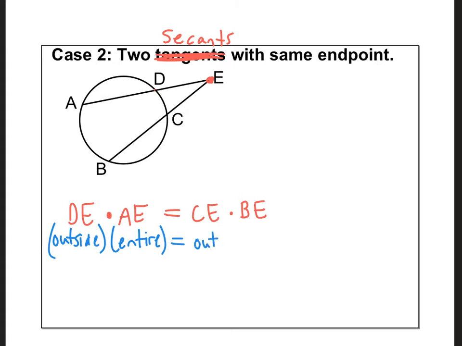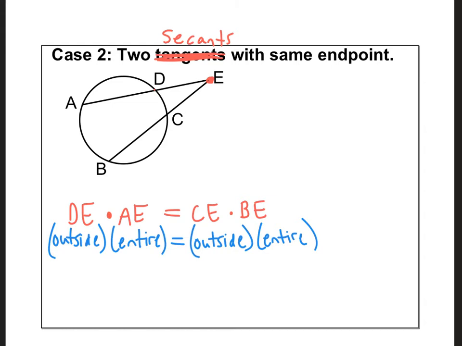CE is the outside piece, and BE again is, notice, the whole or the entire segment. So it's not like outside piece times inside piece. It's outside piece times entire piece, and it has to be that way.